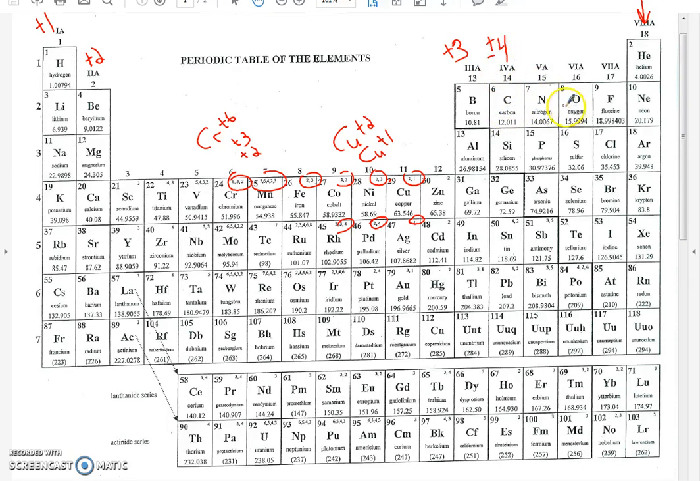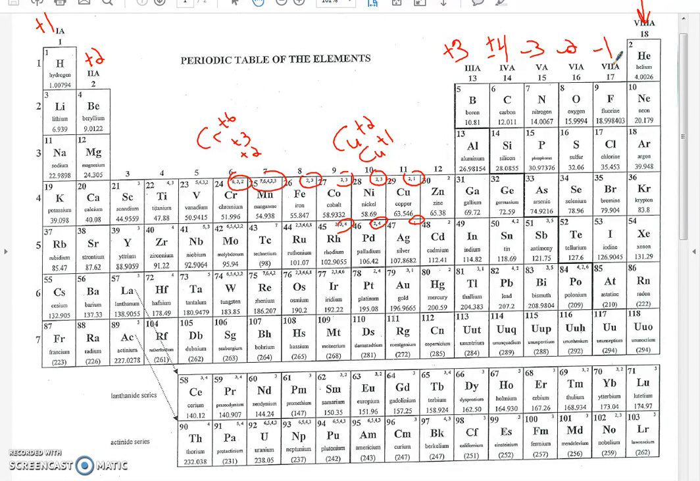Now nitrogen, you're getting to a point here where these elements can gain 3 electrons. Otherwise, they'd have to lose 5. So now you're at a point where it's easier to gain 3, so that ends up with a -3 charge. Oxygen only has to gain 2, so that's -2. And the halogens only have to gain 1, so they're -1.